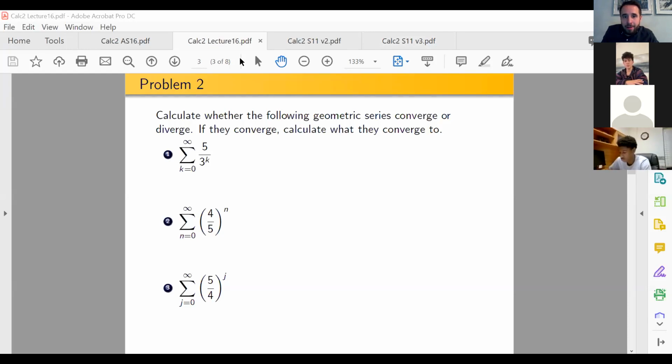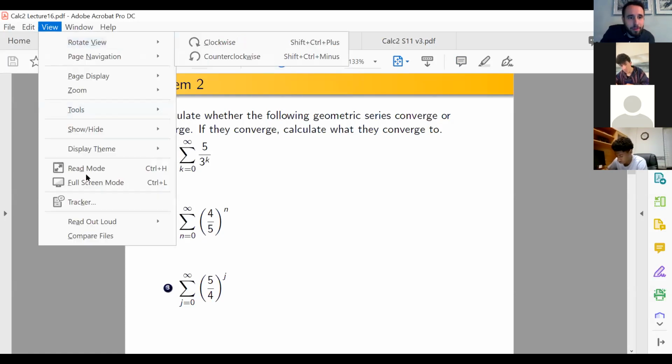Okay, so as I talked to a few different groups, a question came up about this problem 2 and how to use our knowledge of geometric series to determine whether or not these various series were convergent or divergent. And so I just wanted to talk through that really quickly.